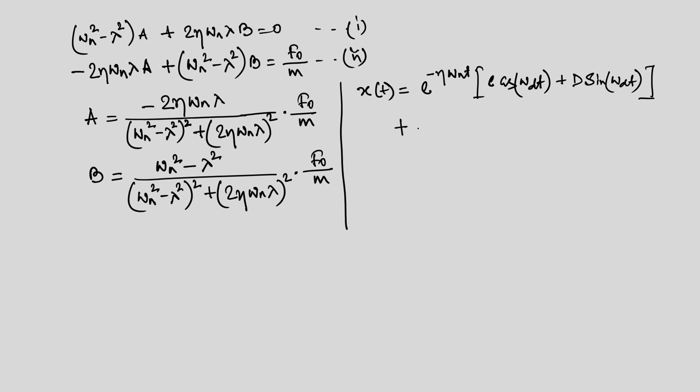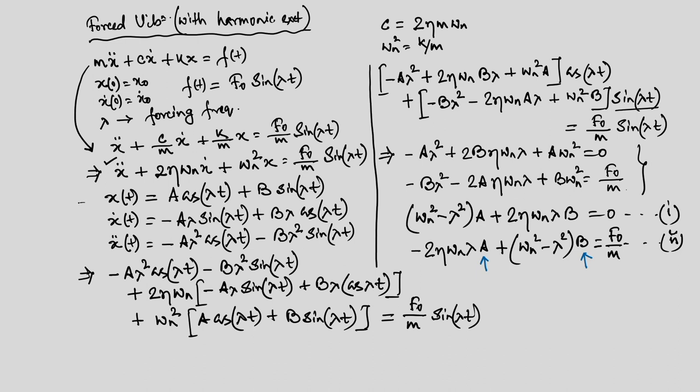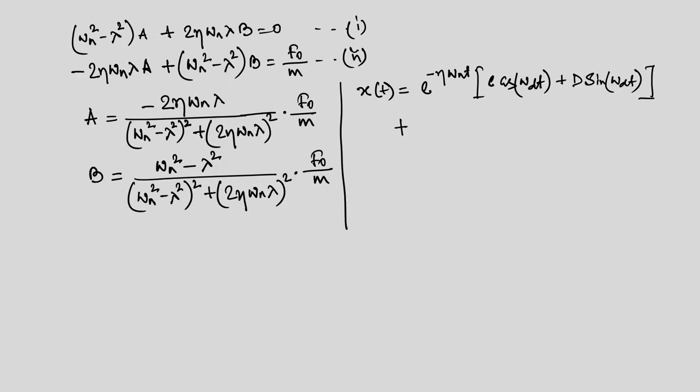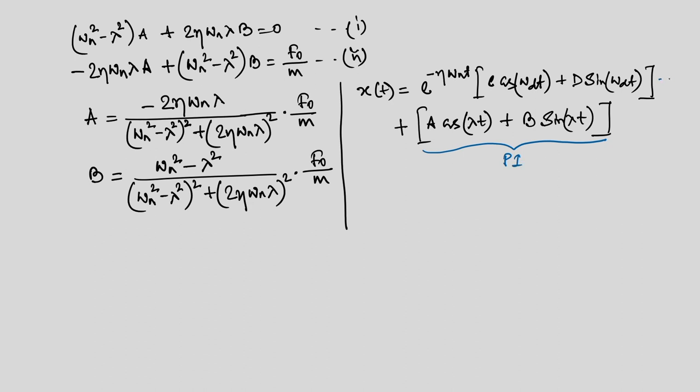Recall what was the solution if we go back to the previous case. Our proposed solution is x of t is equal to A cos lambda t plus B sin lambda t, and we have already found out the expression for A and B. The second term is the particular integral, and this first term is the complementary function, and we have the expression for A and B.